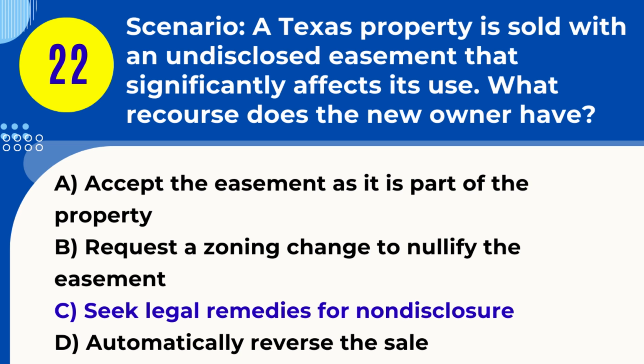Answer. C. Seek legal remedies for nondisclosure. Explanation. In Texas, if a property is sold with an undisclosed easement that significantly affects its use, the new owner may seek legal remedies for the nondisclosure. This could include seeking damages or, in some cases, rescission of the sale if the nondisclosure constitutes fraudulent misrepresentation.